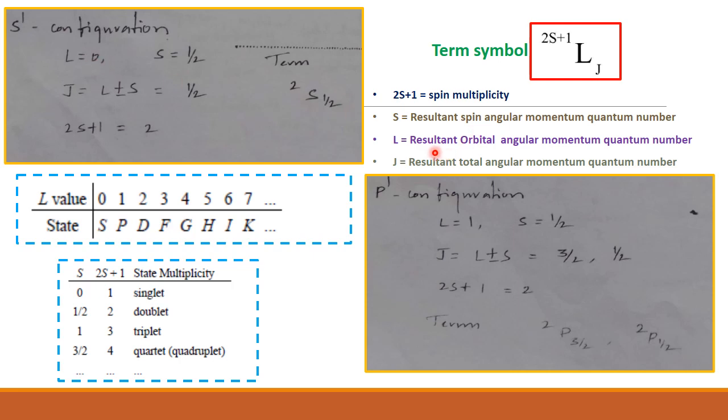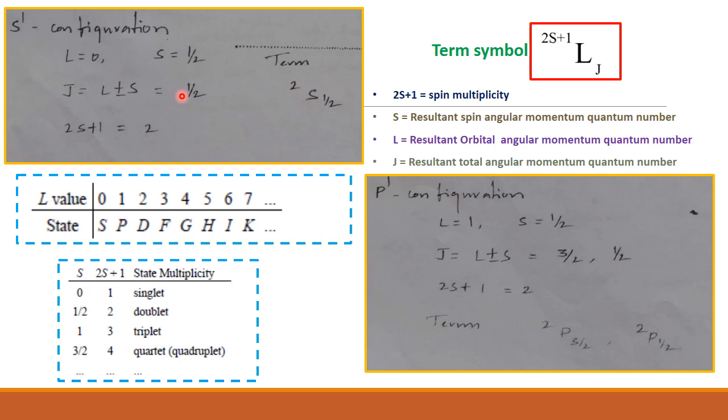Where L is called the resultant orbital angular momentum quantum number. And here one electron is there, its spin is up. That is, the resultant spin angular momentum quantum number S is equal to 1/2. Then J is L plus S to L minus S. So here you can't make out the difference, and in the coming examples you will make out the differences.